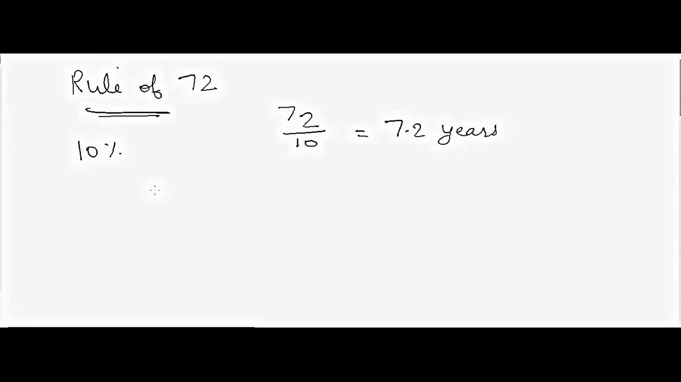Suppose the rate of interest is 20%, then it will take you 72 divided by 20, which is equal to 3.6 years to double your money. This is approximately right. If you do the calculations, it is approximately right. So this is what we call the rule of 72.